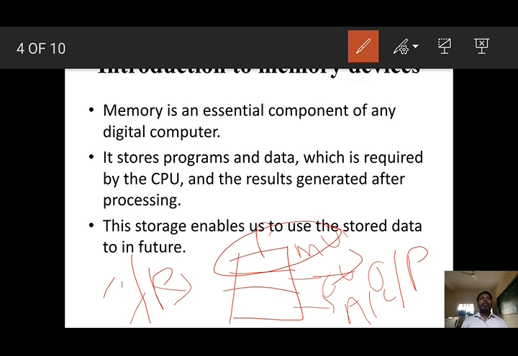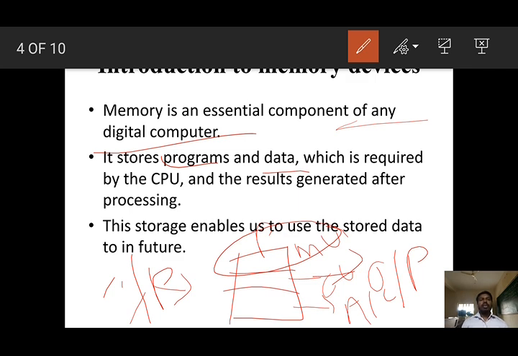Dear students, memory is an essential component of any digital computer. If you take any computer, the memory component is essential. It is the most important component in the computer. And what is the use of memory? It is used to store the data. What data can it store? It can store any kind of data. Understand? It stores programs and data which are required by the CPU.